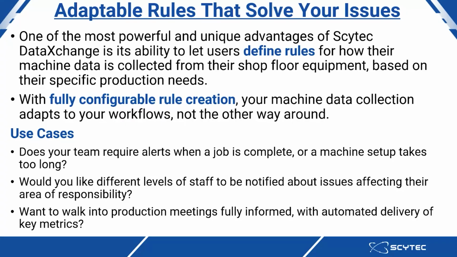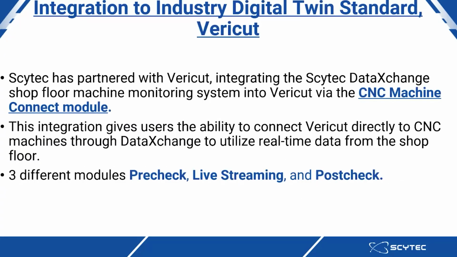We also have the integration to the industry standard, or digital twin standard, Vericut, that is offered as well within Scytec DataXchange. Scytec has partnered with Vericut, integrating the Scytec DataXchange machine monitoring platform into Vericut via the CNC Machine Connect module, which includes 3 different modules: the pre-check, live streaming, and post-check functions. We have 2 separate webinars with CG Tech specialists that go over all of the provisions of this exciting integration that you can find online or on our YouTube channel. This integration gives users the ability to connect Vericut directly to CNC machines through DataXchange to utilize real-time data from the shop floor.